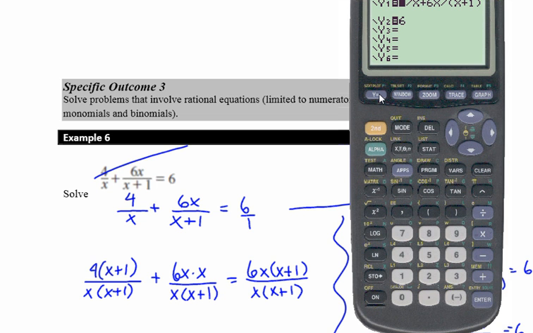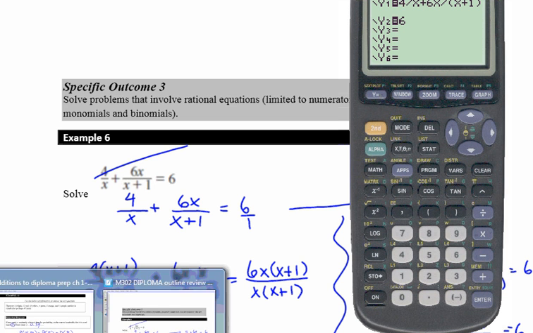All right, so you have time to work on the practice. We might spend some more time on rational expressions tomorrow, but I'll give you some time.